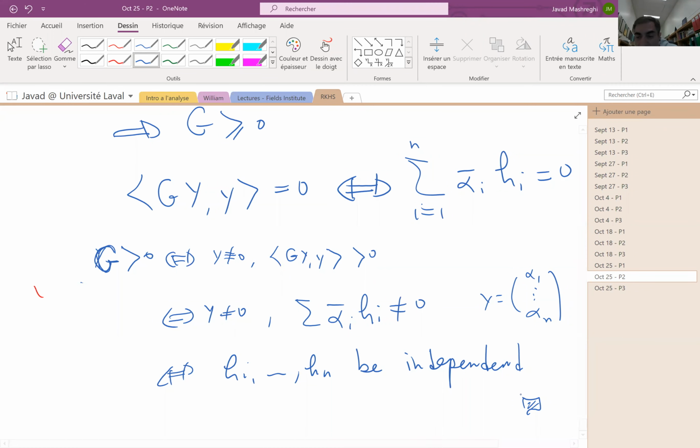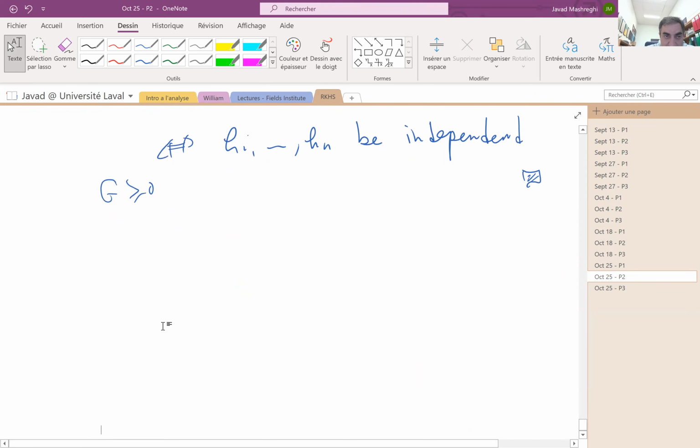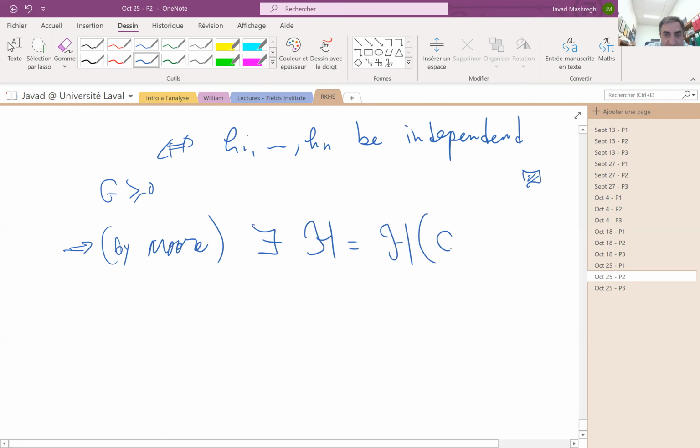Okay, so now I will continue after the break. We have G, which is positive. So Moore's theorem tells us that there is an RKHS. G positive, so by Moore, there is an H, which we can say H of G.